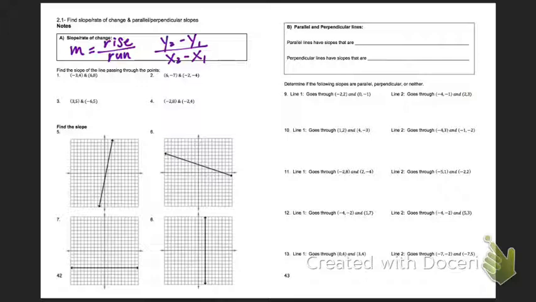And it doesn't matter which points you choose to be x1, y1, x2, y2. So for instance, this negative 3, 4 and 6, 8, you could switch those around. But the y's need to go together and the x's need to go together. So you're just finding the distance between those two. So for number 1, 8 minus 4 over 6 minus a negative 3. So 6 plus 3, which gives me 4 over 9.